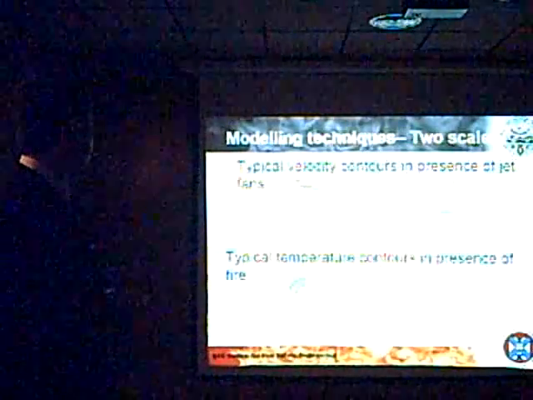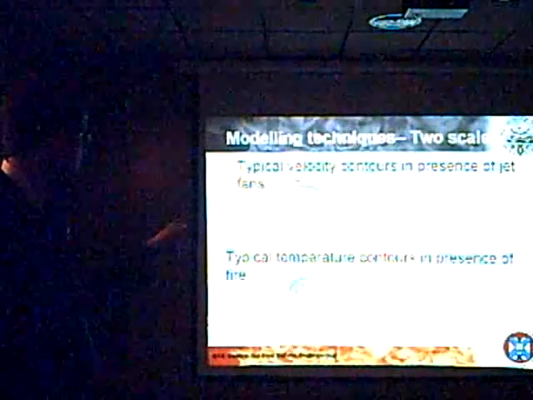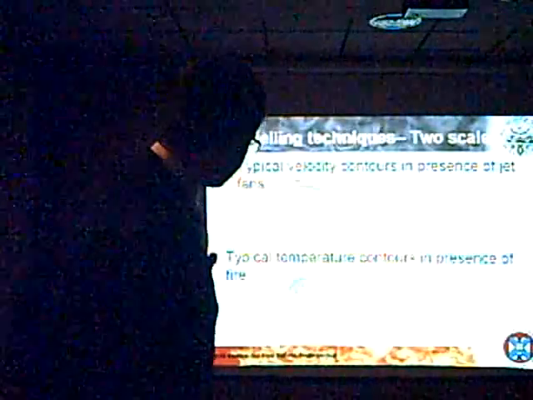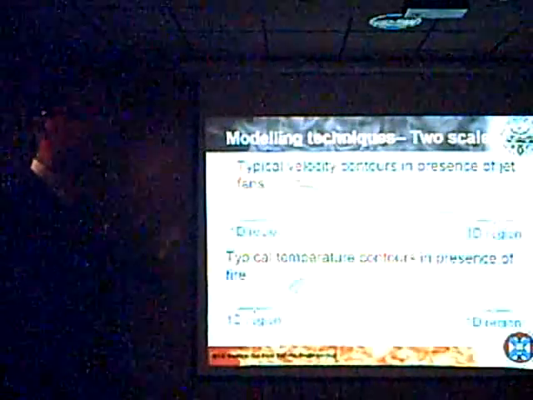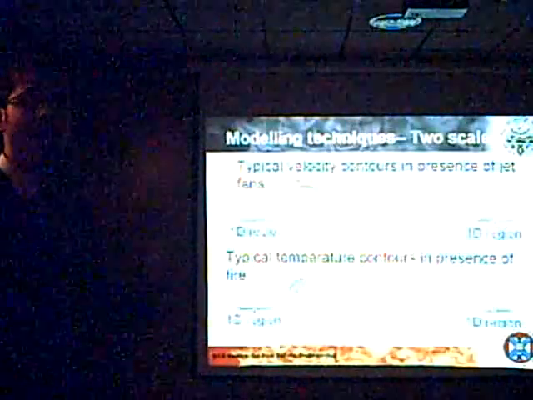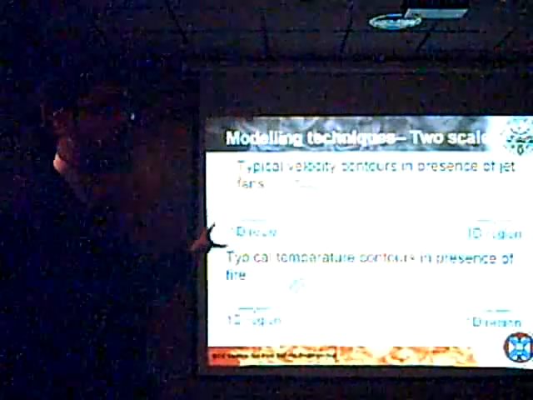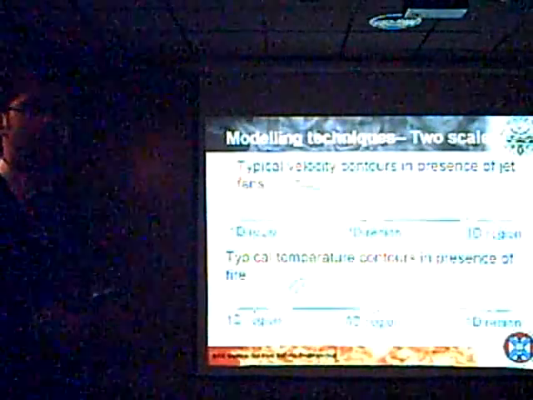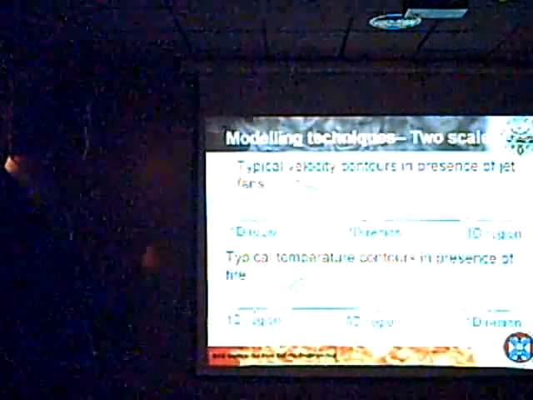What does it mean? If we look at the typical velocity contour in the presence of a jet fan or the typical temperature contour in the presence of fire, we can clearly see that there are regions where the flow, despite the fact there are disturbances, is still behaving one-dimensionally. So if we use a network model to model it, our results are good. But if we look in the middle, where the disturbances produced by the fan or by the fire are really high, obviously we need a more powerful tool like a CFD model in order to model properly the flow behavior in this region.